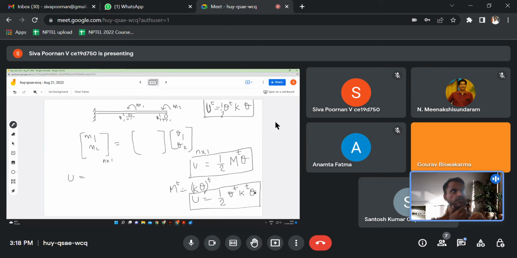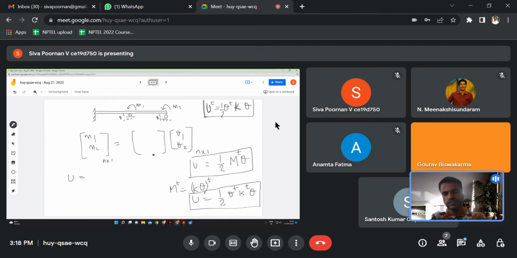Why is it so? Yeah, exactly. Energy is a scalar, therefore if I take transpose or not, it should not matter. Therefore these two terms should be the same. By comparison, I can see that everything is same except for k. So we can see that k transpose should be same as k, right?